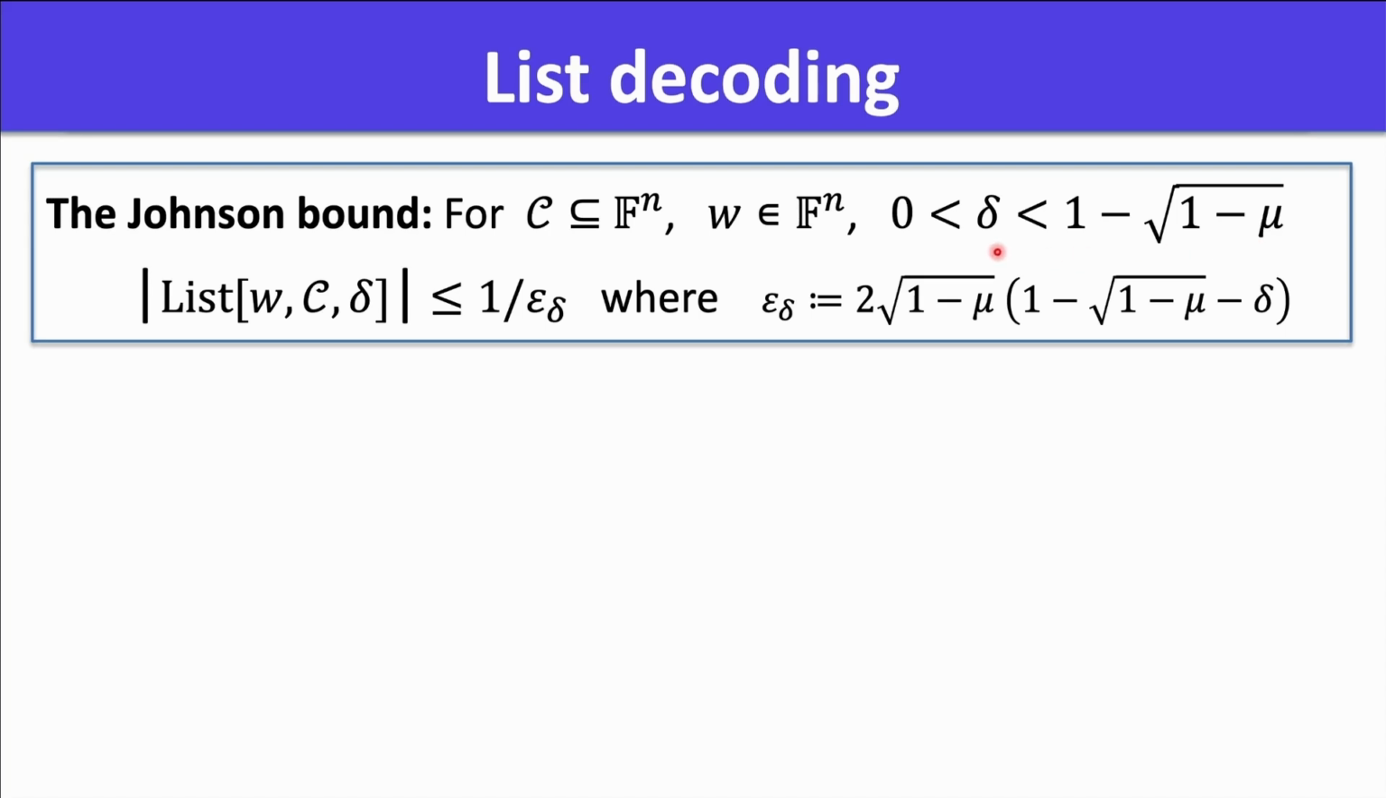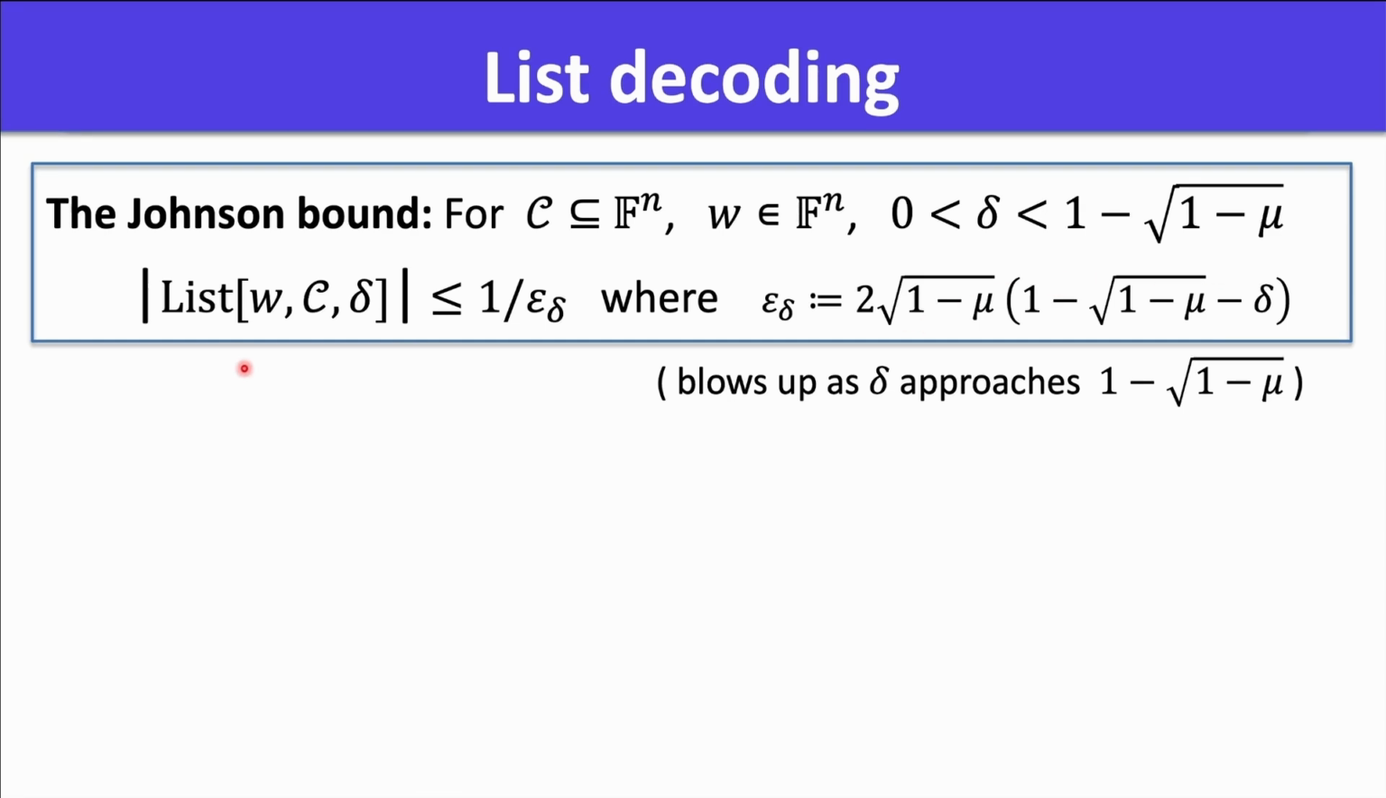So that says that, again, up to the unique decoding distance, the size of the list will be at most 1. And then up to the Johnson bound, which is what we wrote here, the size of the list is bounded by 1 over epsilon delta for this epsilon delta. Now, you notice that as delta approaches the Johnson bound, this term here will tend to 0. And so 1 over epsilon delta will blow up and become infinity.